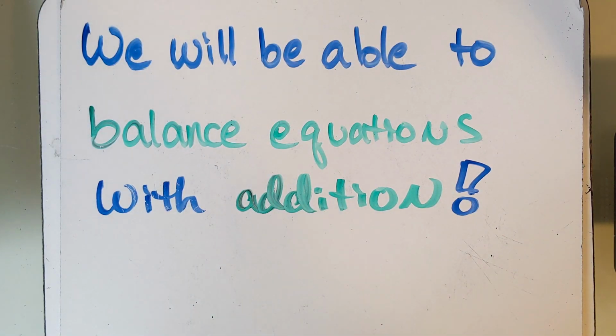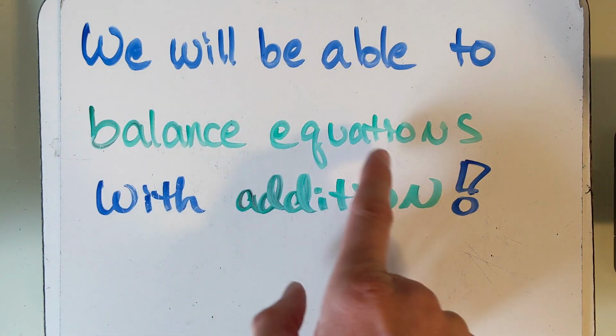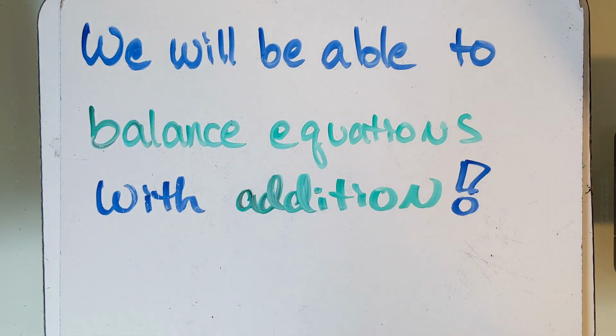All right, guys, let's go ahead and take a look at today's objective. Today's objective is we will be able to balance equations with addition. Now, we have done this before. We did it a few months ago in class. I know that we need a review on this before we go ahead and dive into combining equations and absolute value. So today and tomorrow are primarily going to be review lessons.